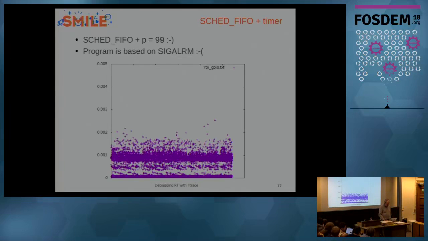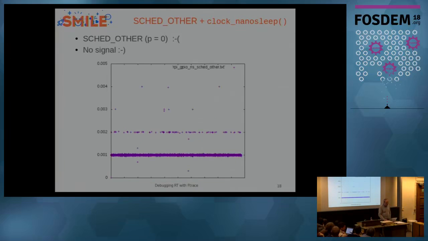The second test is SCHED_OTHER, but with clock_nanosleep. It's not real time, but it's not that bad, because there is no signal. And the third one is PREEMPT_RT with SCHED_FIFO and high priority. So it's the best.